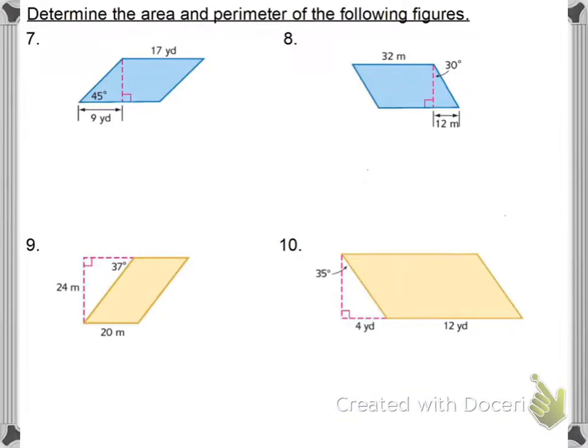All right, here we go, last slide. Determine the area and the perimeter of the following figures. Okay, so here we go. You see that 45. You know what that means. Okay, so we need to get the area. To get the area, we need to do first base times height, because this is a parallelogram. Well, the base, we know, is 17. It's the height that we don't know right here. But since this is a 45, 45, 90, we know that that height is going to be 9.